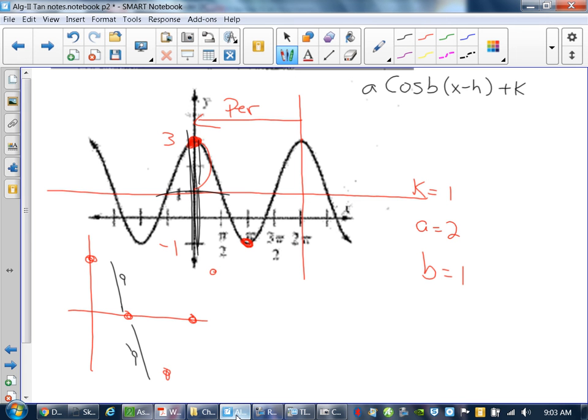The k value is always going to be the halfway point between your peak and your valley, always, for sines and cosines. That distance from here to here is 4, which means halfway is 2. To count upward, I go 1, 2. That puts me at 1. So that gives me a k value of 1.